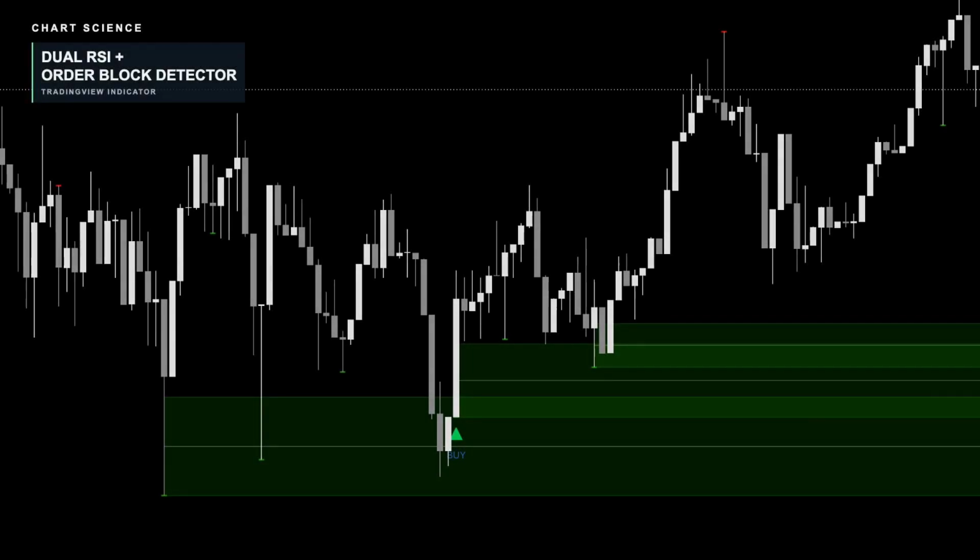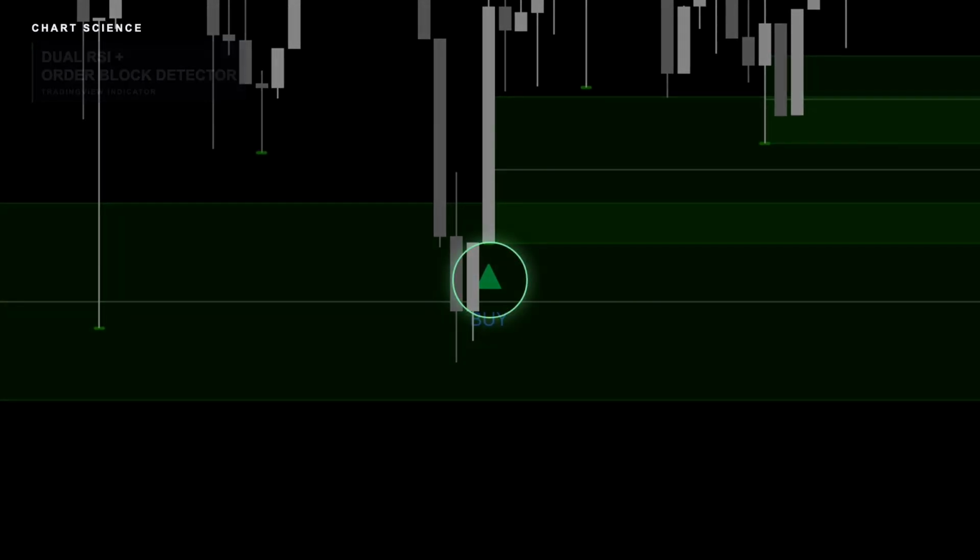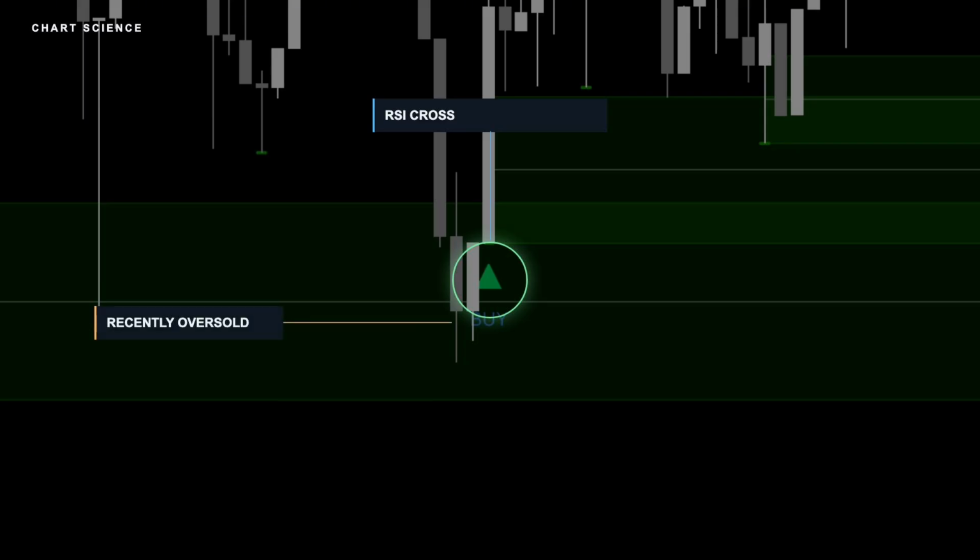Before you trust a green arrow on a chart, ask one basic question. What created it? This is the dual RSI plus order block detector, and that question is exactly what we are testing today. In this script, a potential buy signal starts with an RSI crossover after momentum was recently oversold.